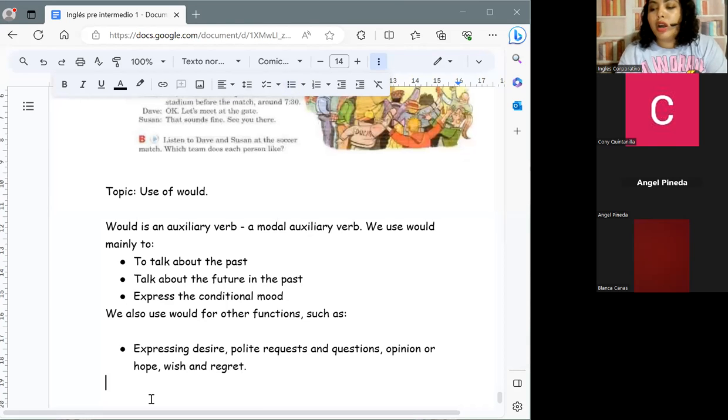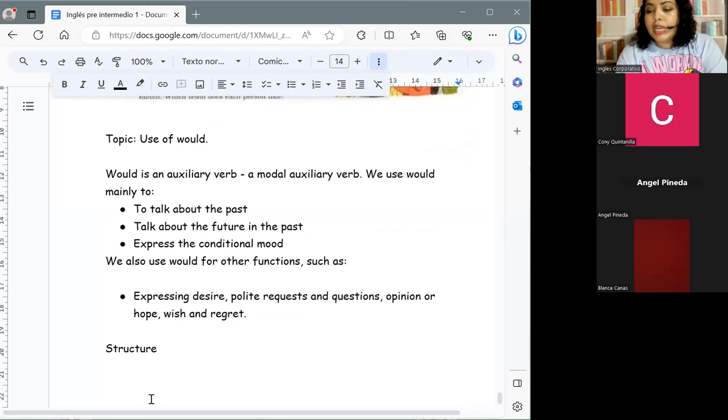So what is the structure of this word? So the structure is the following. We have the subject, the auxiliary verb would, and the main verb. And of course, we need a complement in this case.